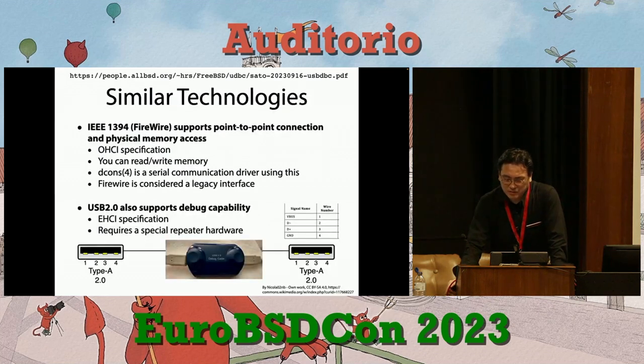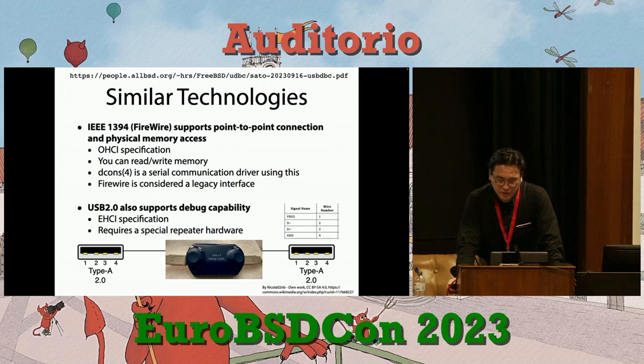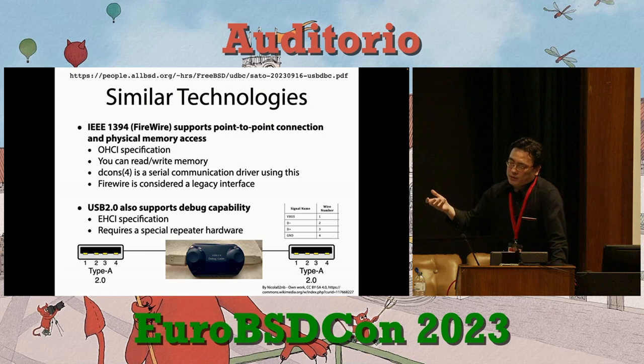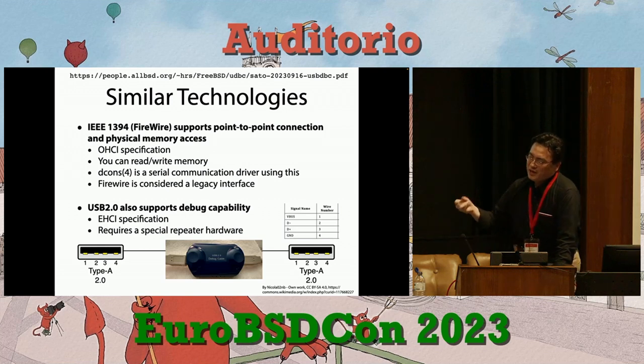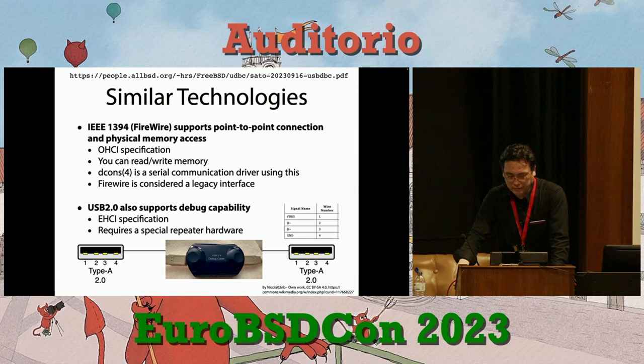So let me explain similar technologies before getting into the details of the USB debug capability. The first one is FireWire. FireWire is considered a legacy interface. You no longer see FireWire on the motherboard. But this controller specification, OHCI, supports reading and writing memory on the other endpoint of the connection. FireWire is basically a point-to-point connection in a bus topology, but reading or writing a specific memory region is in the specification. This is considered a security issue, but the hardware supports this kind of manipulation command.